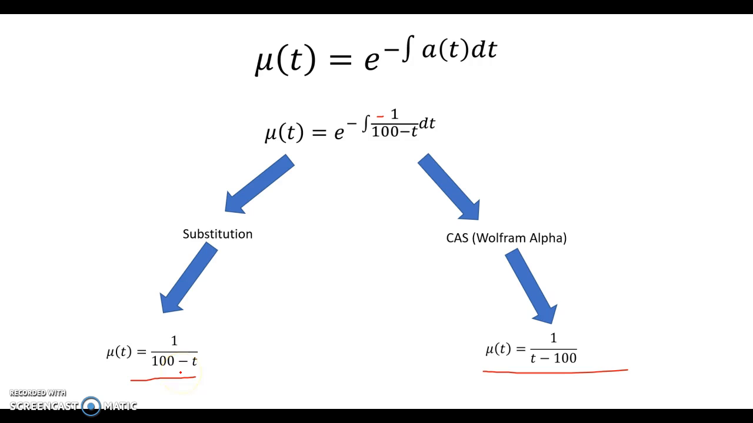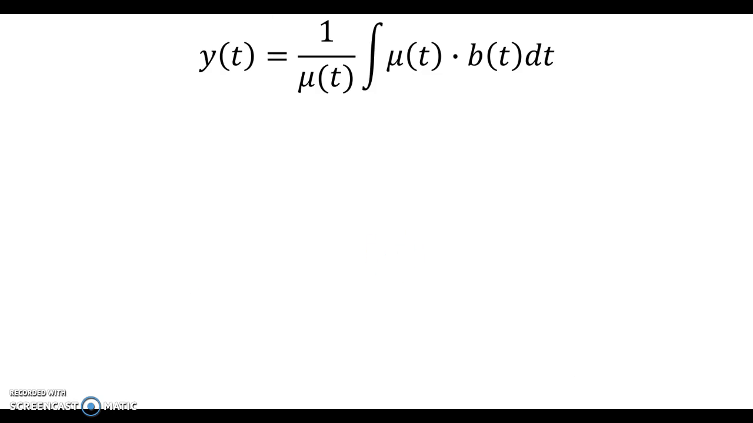1 over 100 minus t is going to be the exact opposite of 1 over t minus 100. So if you rewrite this and you factor out a negative 1 in the denominator, you'll see that this is really just 1 over negative 100 minus t. And so that's going to be the same value, but the opposite sign. So which one do we use? Well, it turns out it really doesn't matter, but we have to be very careful about using our correct signs.